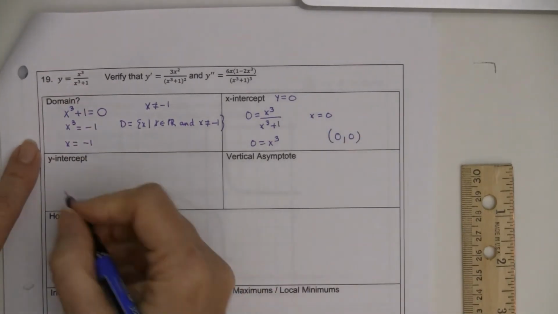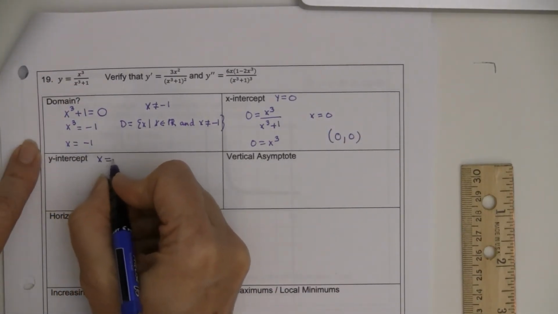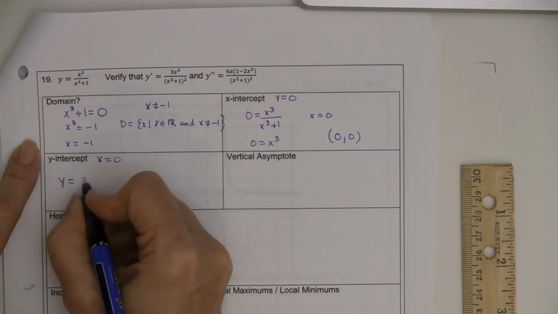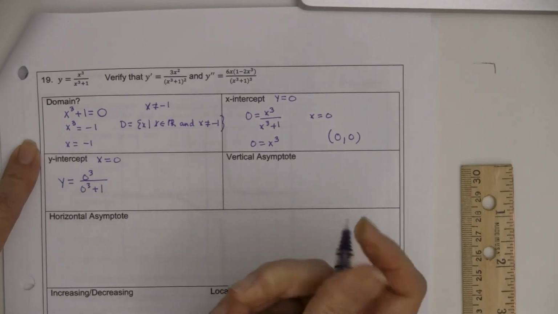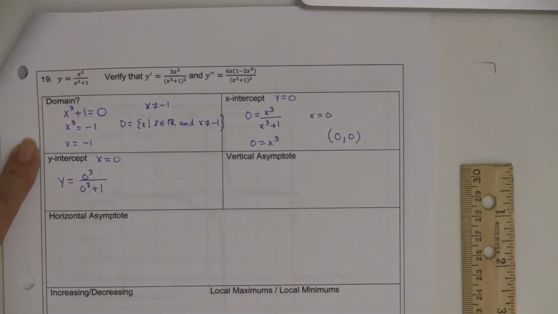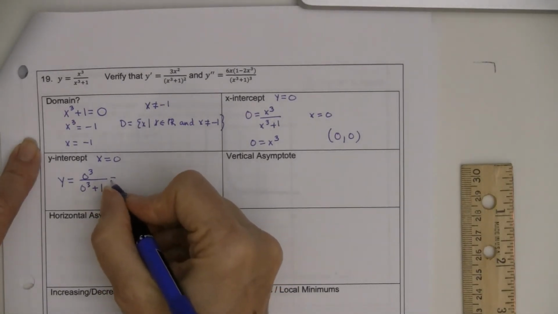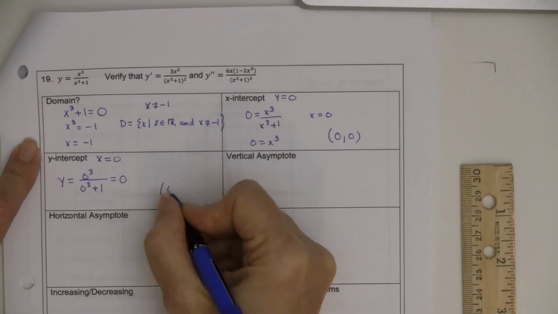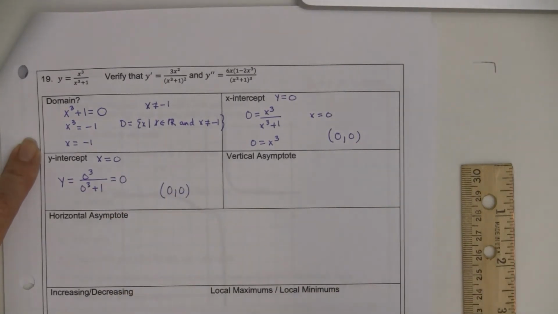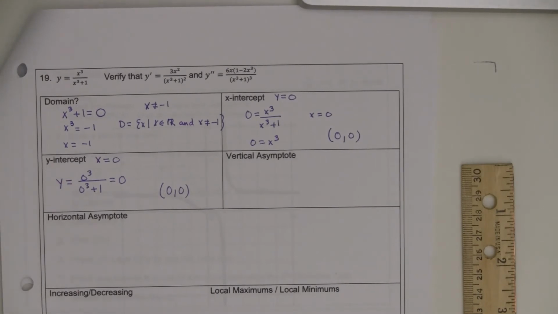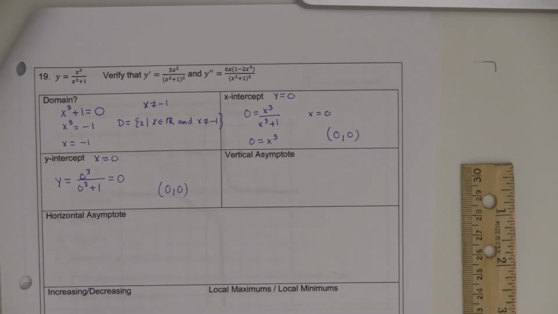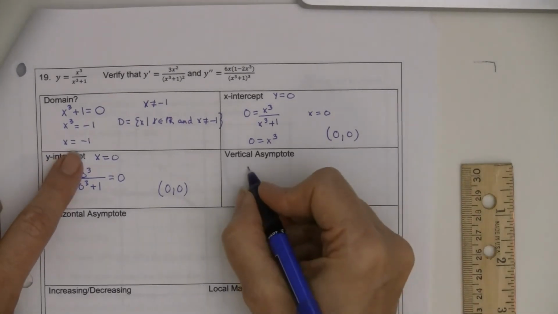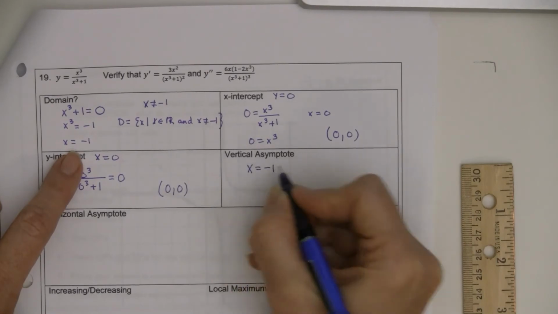And then the y-intercept, you let x equals 0, and you plug it in, y equals 0 cubed over 0 cubed plus 1. I would have been careful with parentheses if that had been a negative, but it's not. So this is equal to 0, and this is a no-duh moment, right? Probably should have known that. And then the vertical asymptote is where your denominator is equal to 0. And so that's at x equals negative 1.